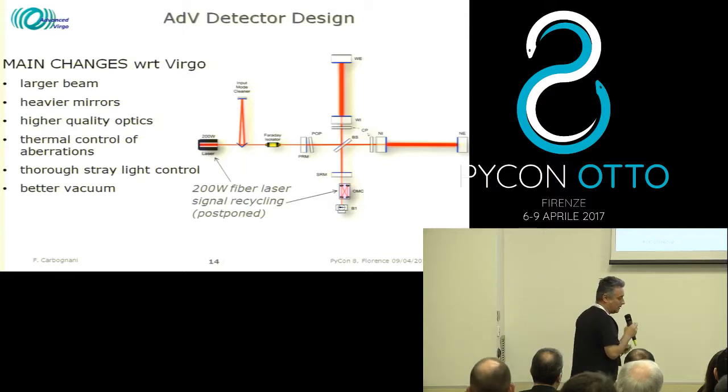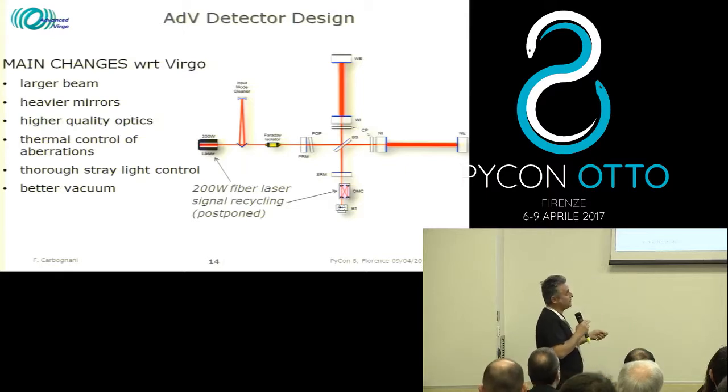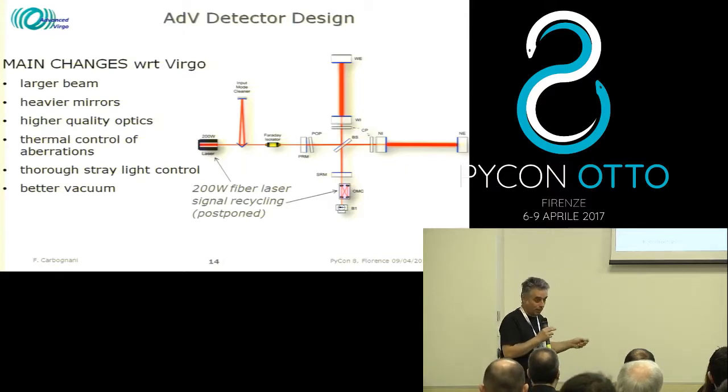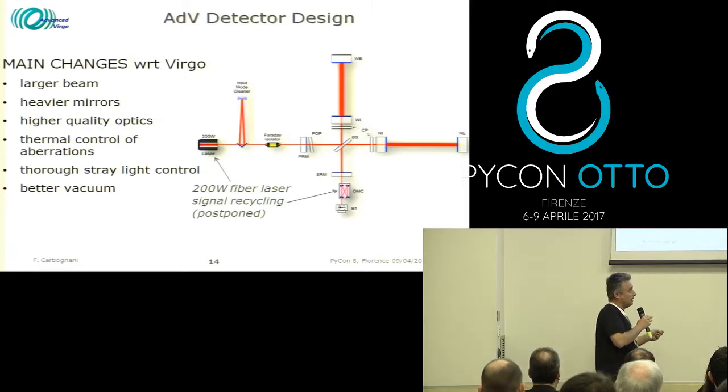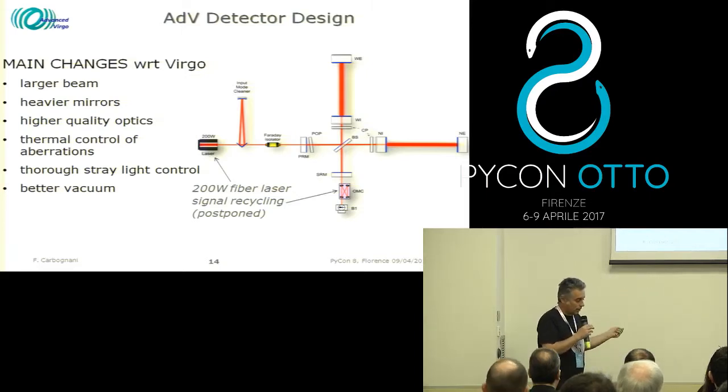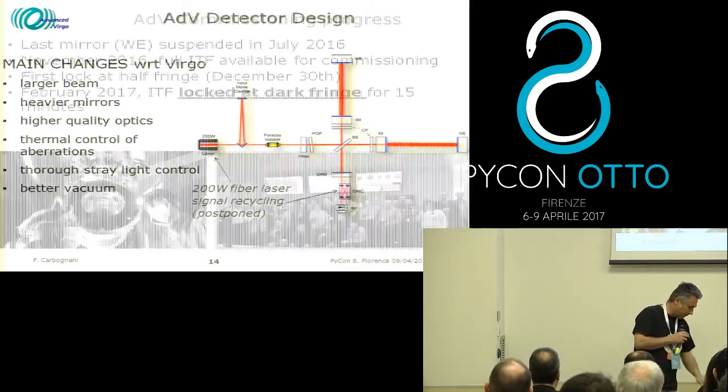All this stuff stays inside vacuum containers. The vacuum we were able to reach there was 10 to the minus 7 millibar, and we were able to go down to 10 to the minus 9.